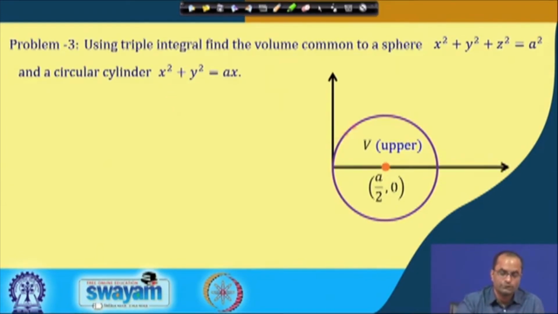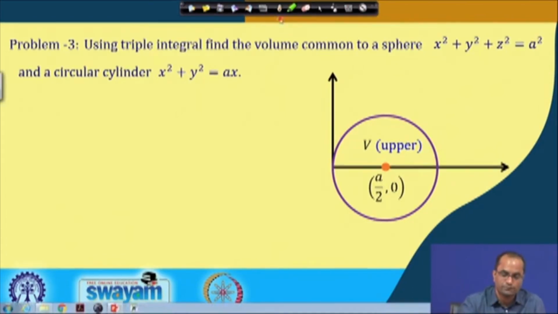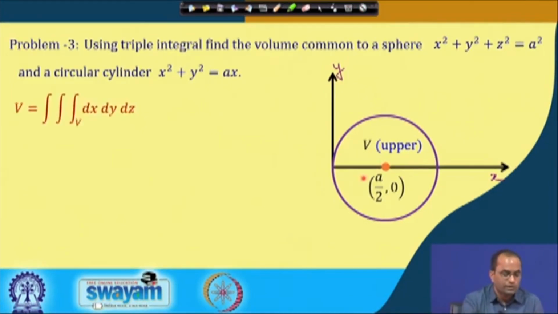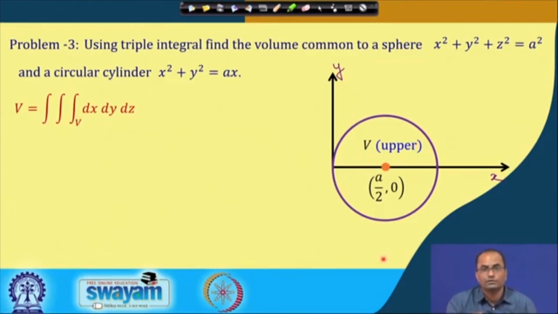So, the cylinder here whose projection on the xy plane is given by this circle, and the center here is a by 2 and 0. So, the volume, if you want to find using this triple integral, obviously there will be no integrand now, and we have this integral over this V, which is given by the cylinder, and then we have the sphere. So, the cylinder is cutting the sphere, and that portion we want to find the volume.